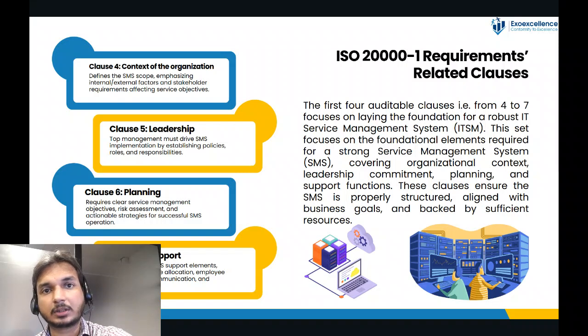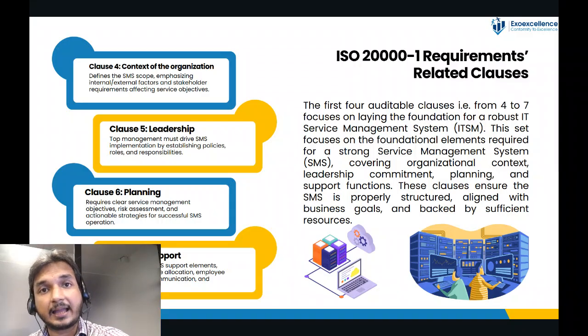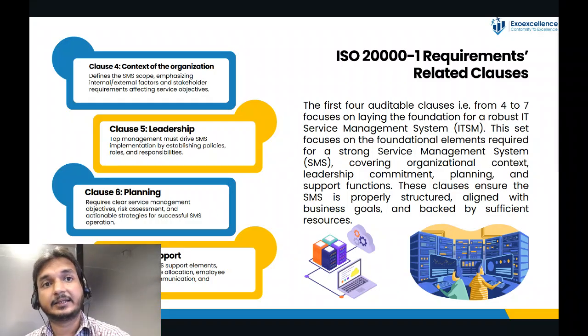So now coming towards clause 7, which is a general clause for any management system, and it basically requires organizations to have the infrastructure, the staffing, and the technology for the ITSM, and that they need to have competent resources, IT professionals within their organizations, and if there is any gap, they need to have a training and skill development program available within the organization.